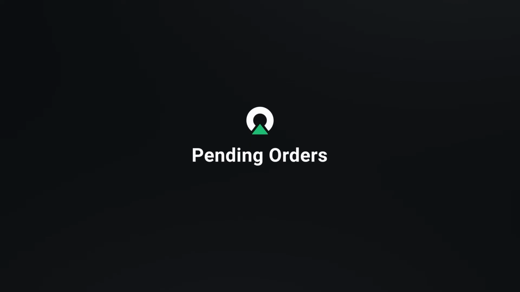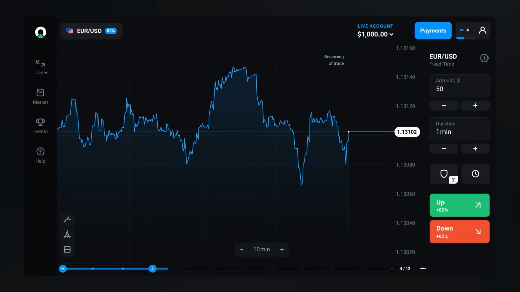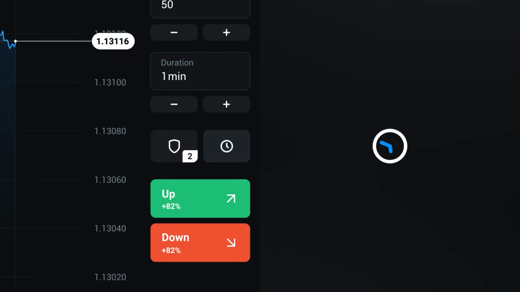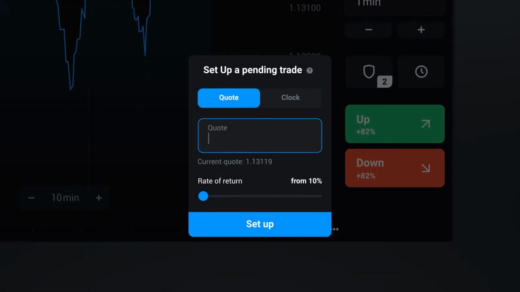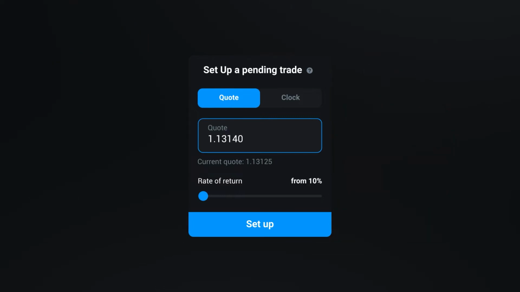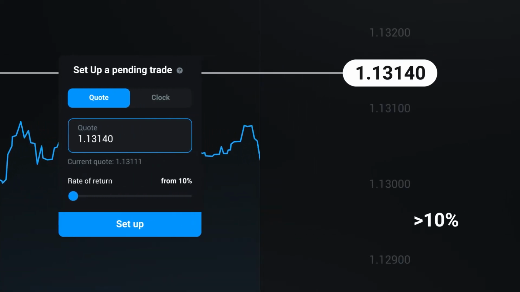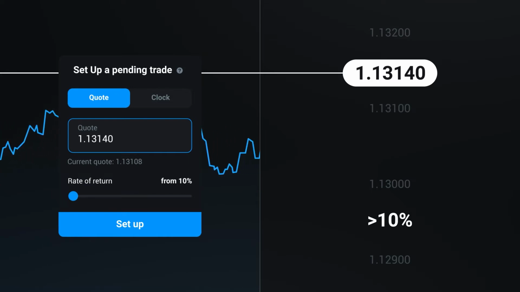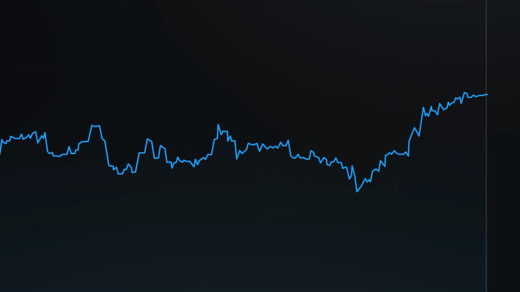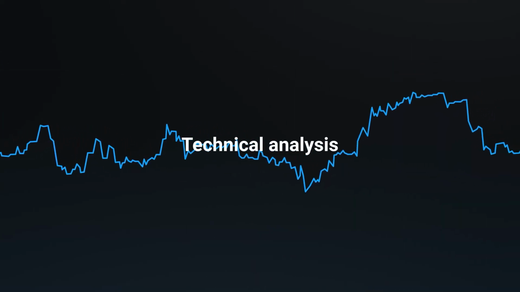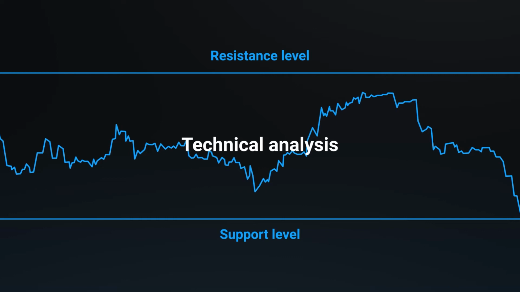Pending orders. Pending orders are another way to automatically open a trade when specified conditions are met. The first option is to specify a price on the chart where, upon reaching, a trade will be opened. You can set the minimum rate of return. If the price does not reach the desired quote or the rate of return is lower than the one specified, the trade will not open. This option is often used in combination with technical analysis, such as support and resistance levels.